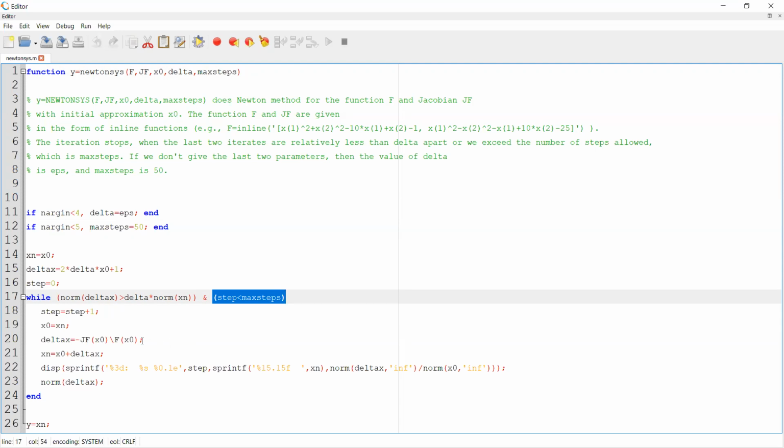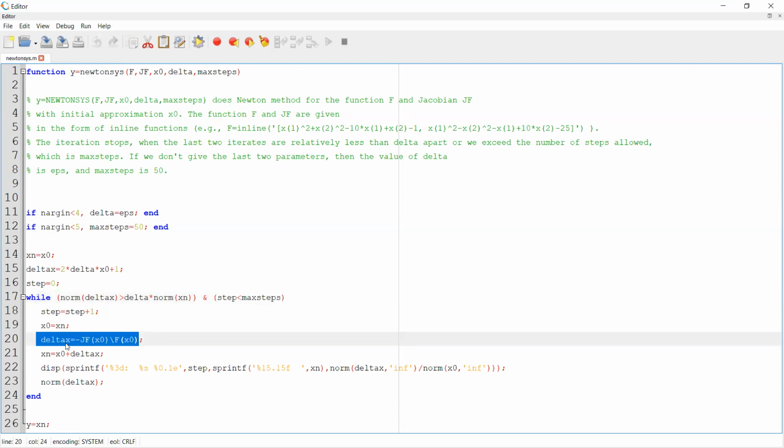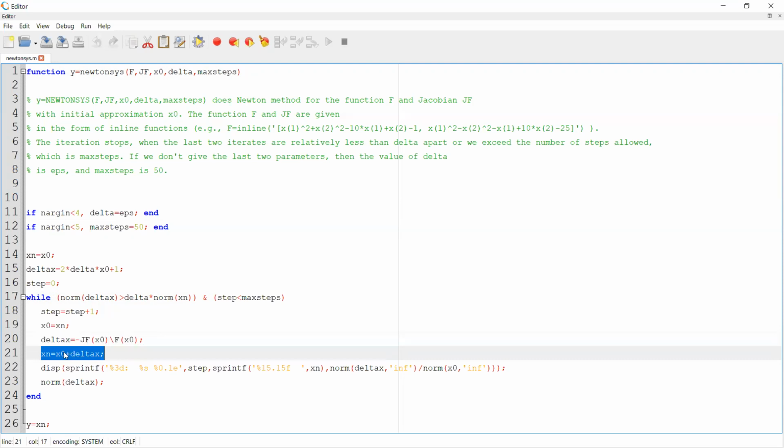And what we do here is we calculate this delta. This was solving the system. Jacobian matrix times delta is minus the right-hand side. So this is what we do here. And a new approximation is just the old one plus this step. And we print everything out.